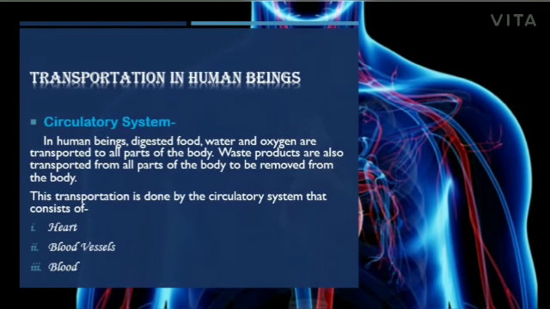Let's first see the transportation in human beings. So, in human beings, digested food, water and oxygen are transported to all parts of the body. This transportation is done by our circulatory system that contains heart, blood vessels and blood.